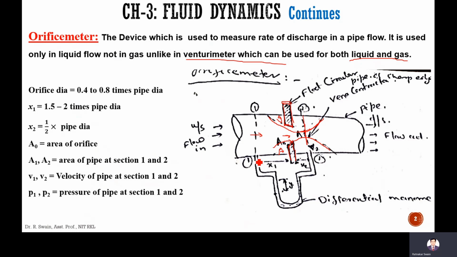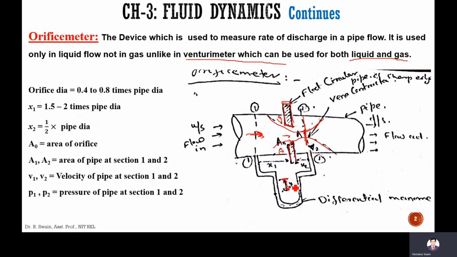The manometer is fixed at some point in the pipe at one end, and the other end is connected with the vena contracta at this point. So velocity is measured here at the vena contracta, and the velocity V1 here, the pipe velocity, can be measured, and the discharge can be measured. The difference of pressure head can be obtained from this manometer. Here, this is Y, the difference of level.